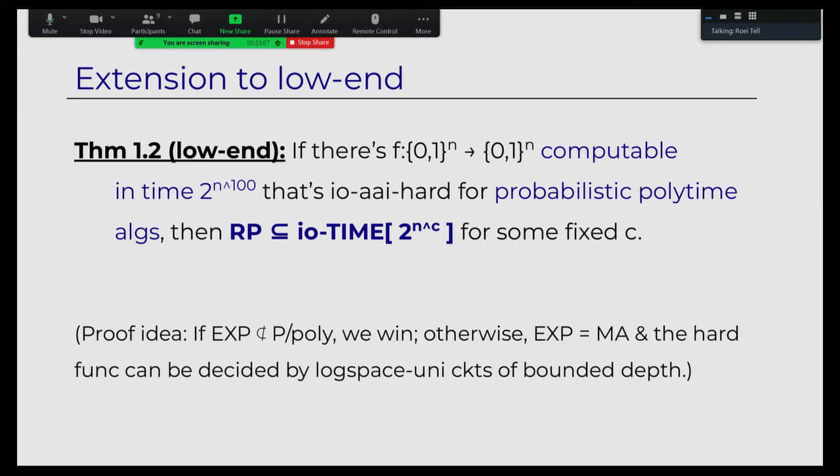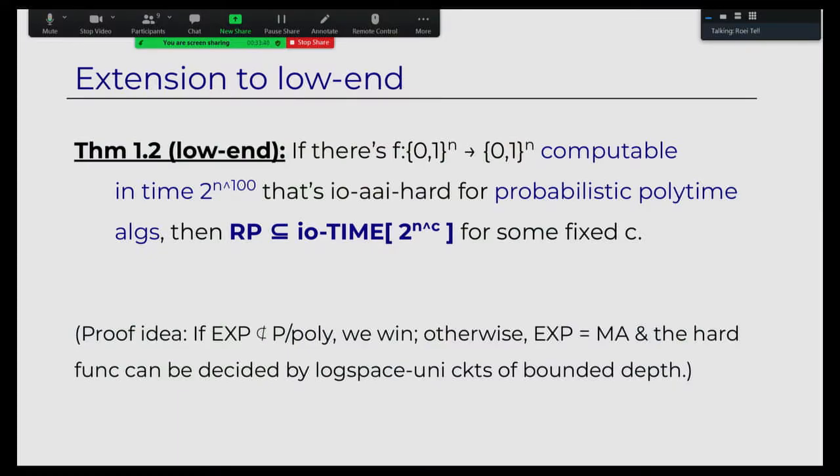It's just a win-win. If E doesn't have polynomial size circuits, we win. Right? Classical results. This is circuit lower bounds, just by a PRG. If E does have polynomial size circuits, well, then E collapses to MA. In particular, the hard function is computable in MA. In particular, the hard function can now be computable by circuits of bounded depth, because you can brute force in MA. And you just throw in the targeted generator at it, and that's it.